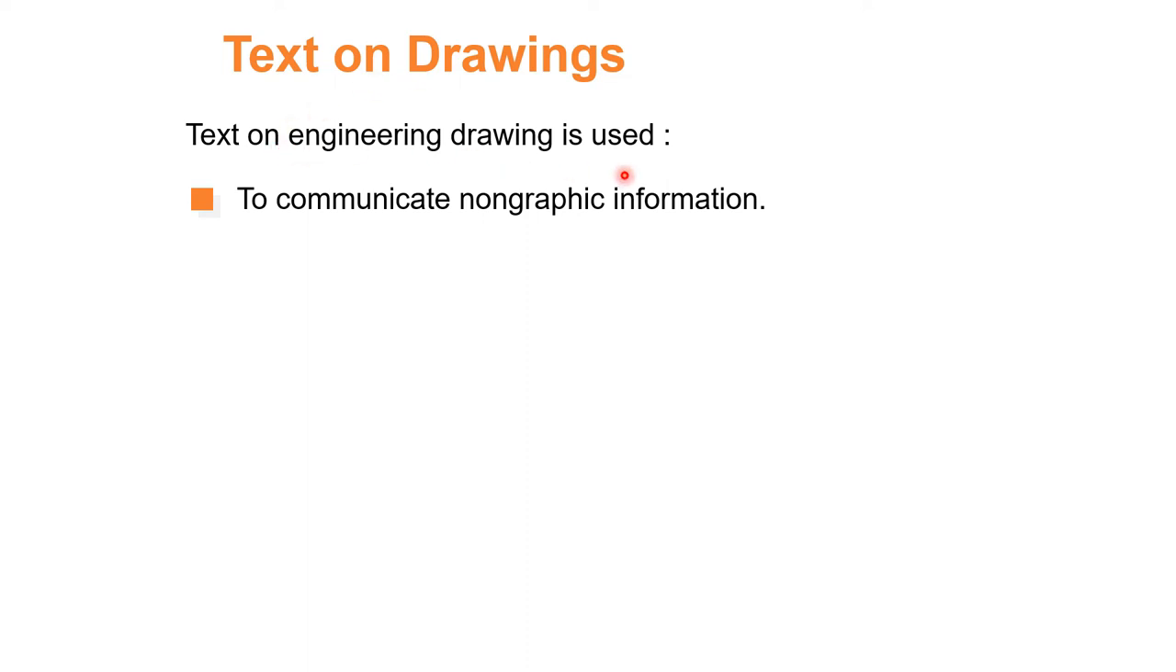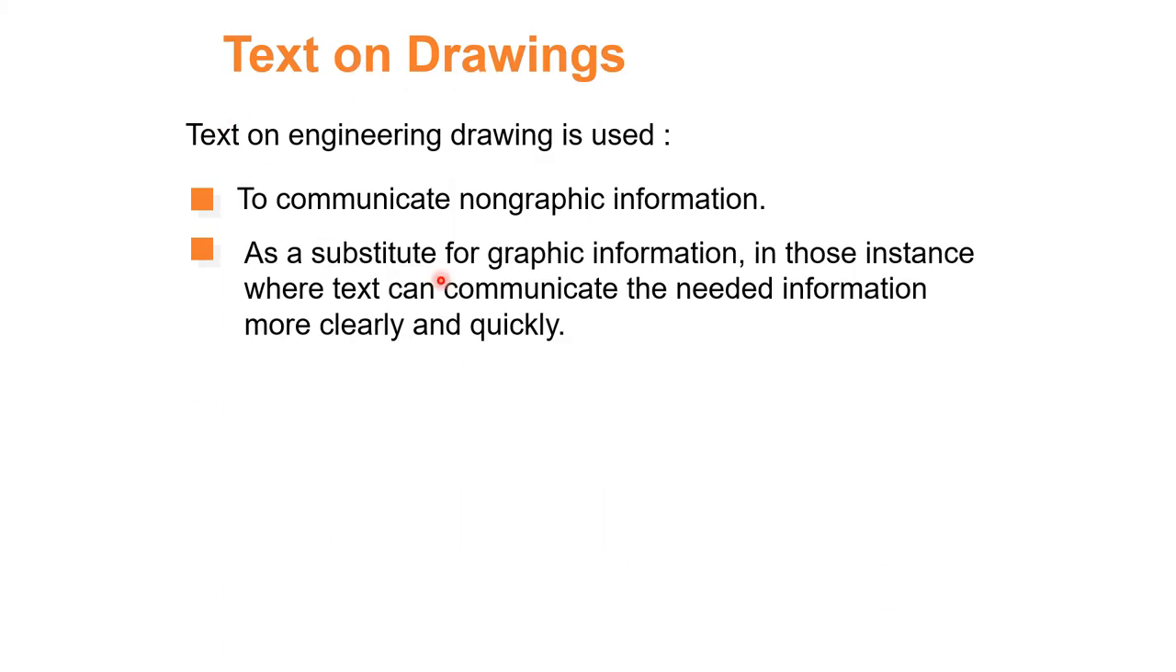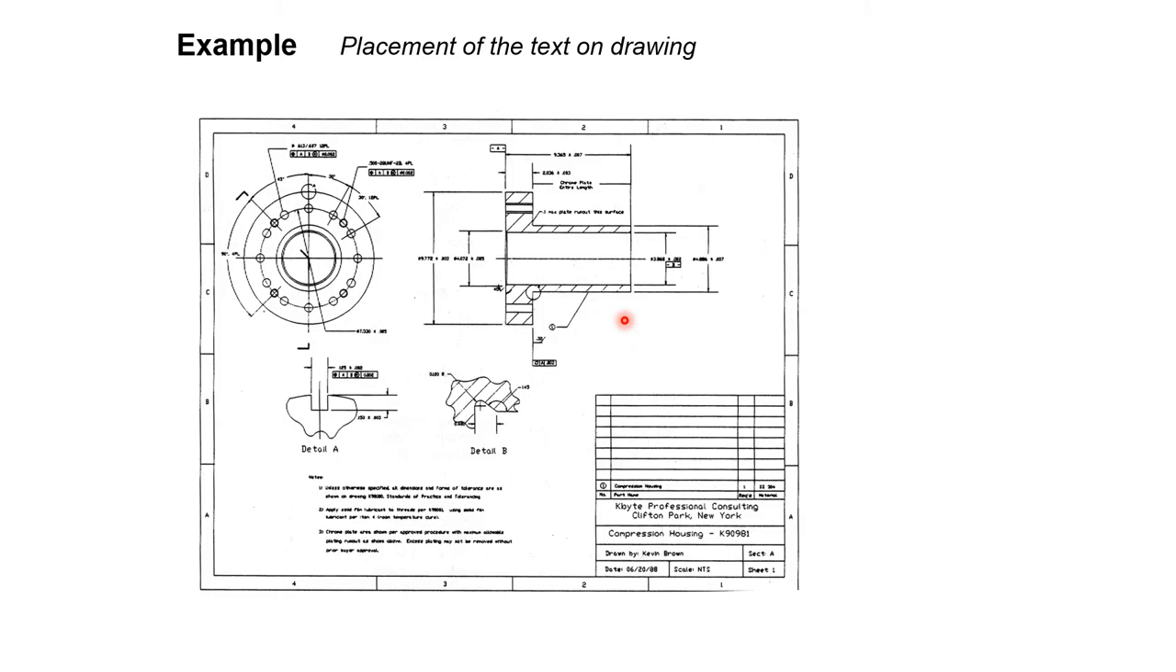Text on an engineering drawing is used to communicate non-graphic information, for example, 28 millimeter. That is not graphic information; that is word language. For communicating that, we use text, as a substitute for graphic information in those instances where text can communicate the needed information more clearly and quickly. You have to write the letters, like 28 millimeter, 26 inch, 22 feet, 3 feet, etc. That is the best way to write, with the help of lettering.